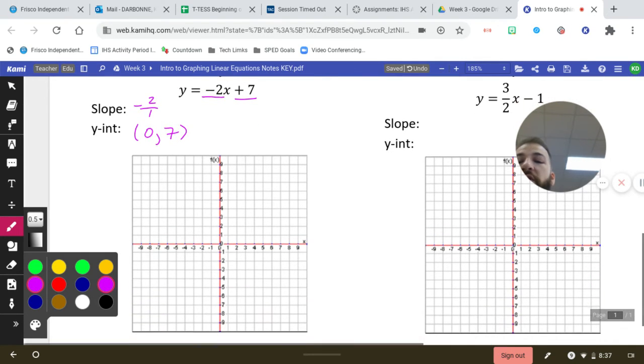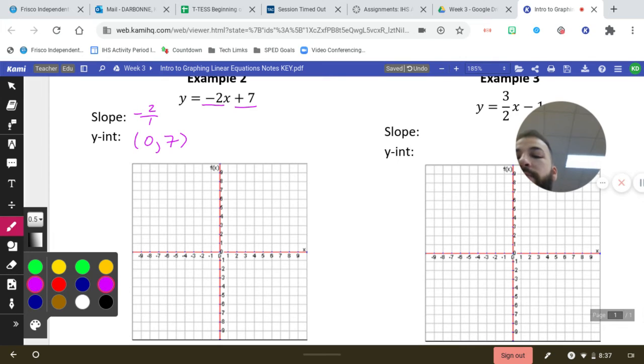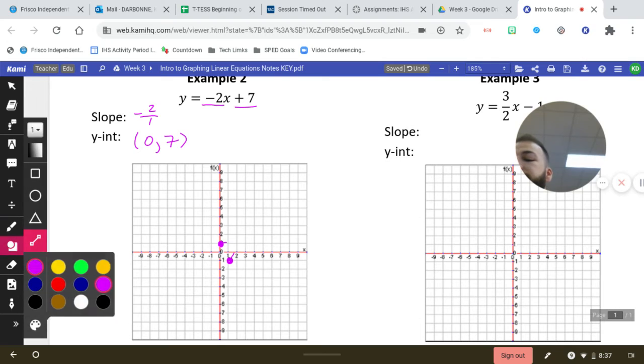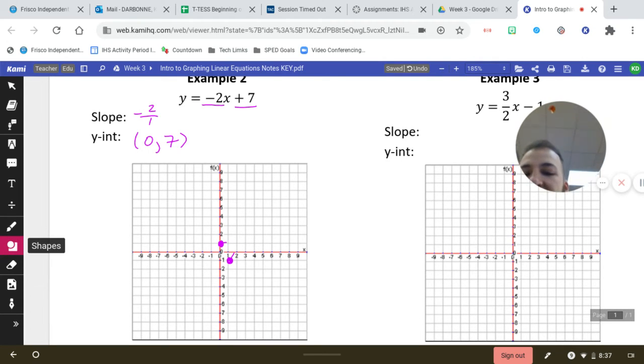Now going through the 3 steps. Step 1, plot the y-intercept. Step 2, use the slope, rise over run. So I'm rising by -2, which means I'm going down by 2. So down 1, 2, and then to the right by 1. This time I'm just going to do it with the 2 points, see if we can make it work still. And then last but not least, third step is to connect the 2 points.